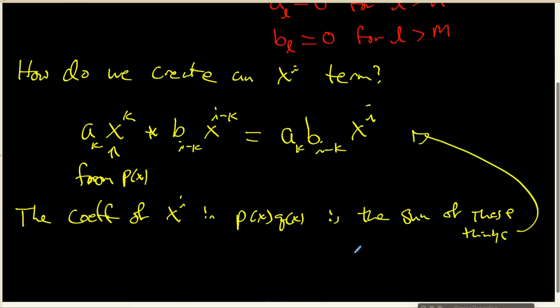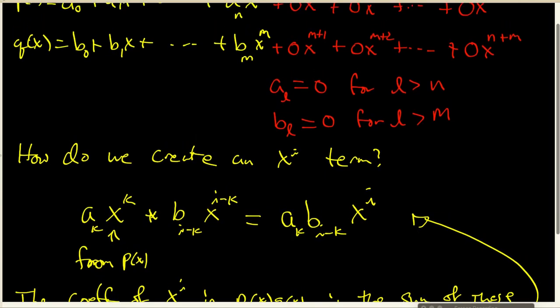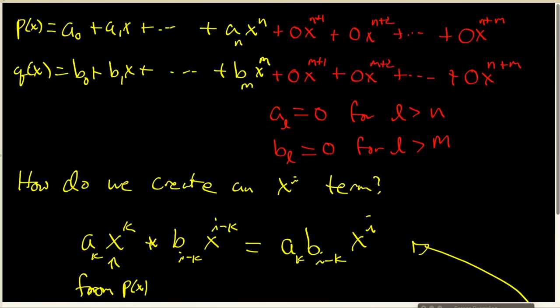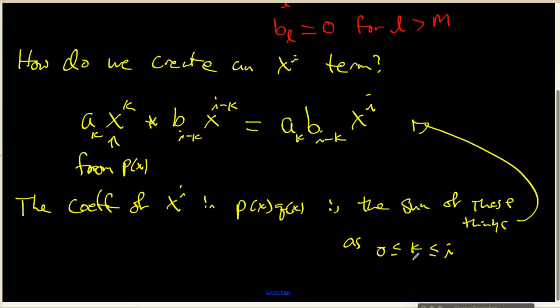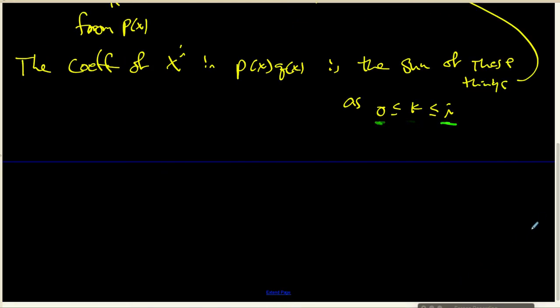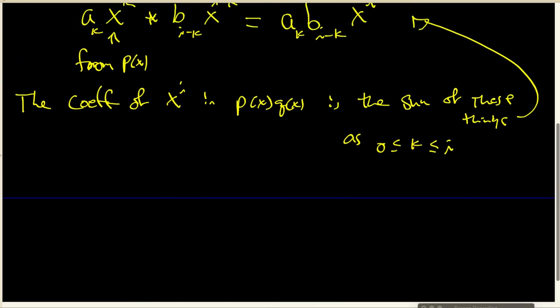And that sum is going to go as k starts at 0 and goes all the way up to I. In other words, to go back to looking at the polynomial, in order to create an x to the I term, I have to pick an x to the I or lower power of x from the p polynomial. And that's what's telling me that this k is going to have to be trapped between 0 and I inclusively.